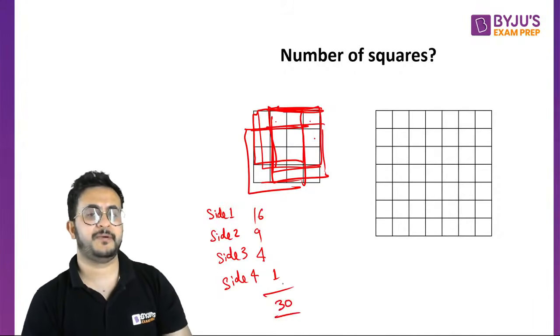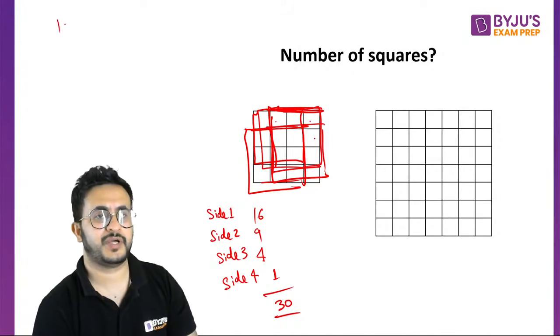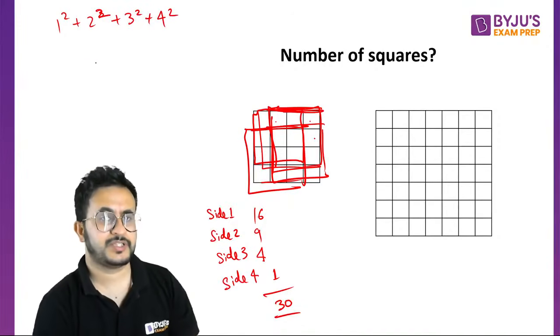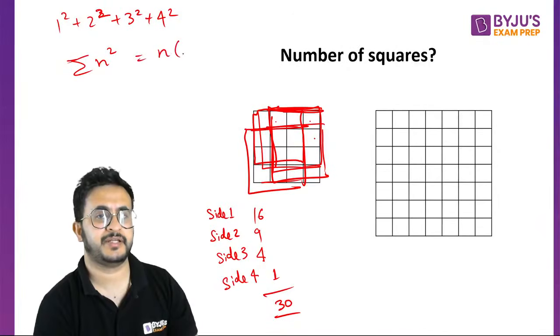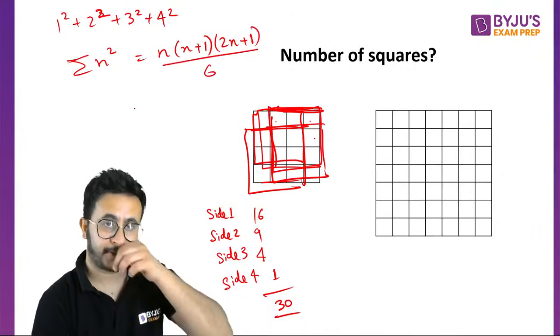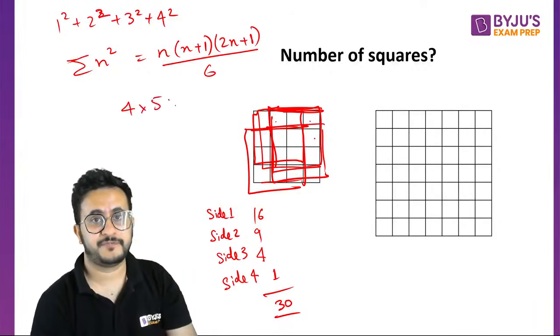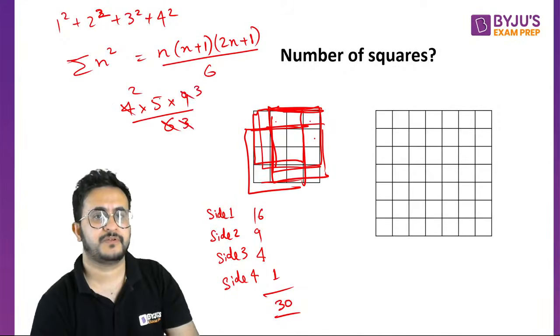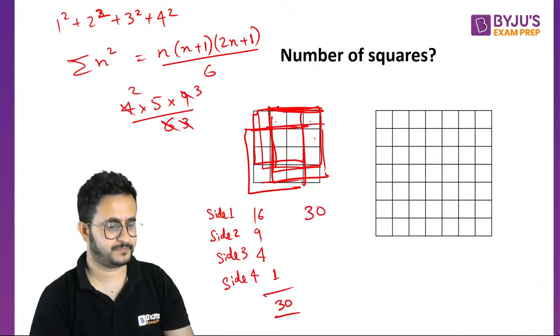So what do we see in the pattern? We see 1 square plus 2 square plus 3 square plus 4 square. The sum of the squares of the first n natural numbers is given by n into n plus 1 into 2n plus 1 upon 6. So n is 4: 4 into 5 into 9 by 6, that is 5 into 6, 30 squares.